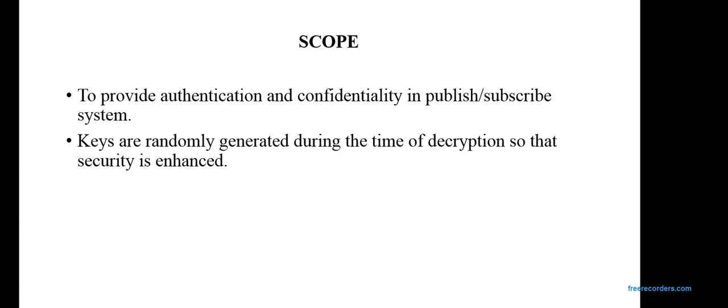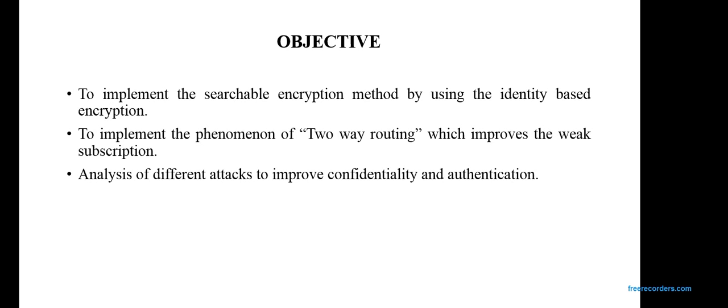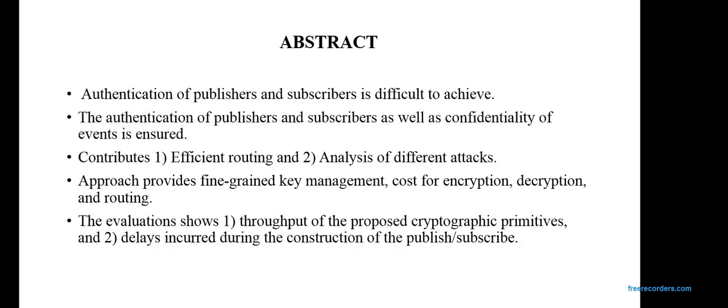Our scope is providing authentication and confidentiality in a publish subscribe system, and here the keys are randomly generated during the time of decryption so that we enhance the security in our system. The objective of the project is to implement a searchable encryption method by using identity-based encryption, and we implement a phenomenon called two-way routing which improves the weak subscription of our system. We also analyze different attacks to improve confidentiality and authentication.